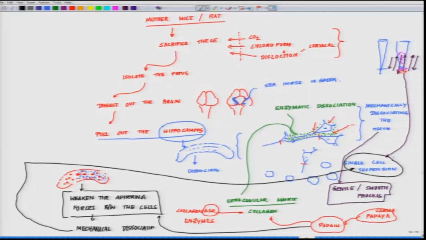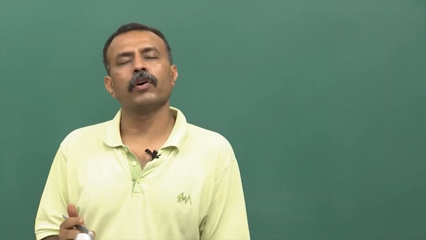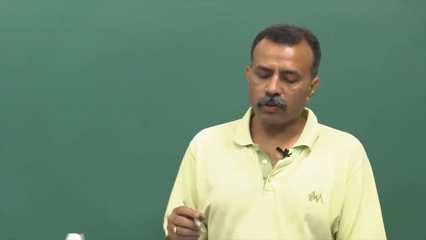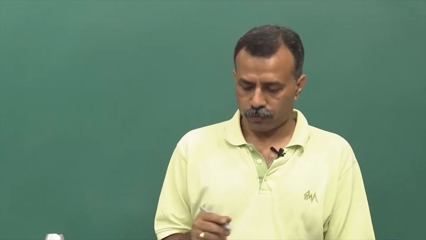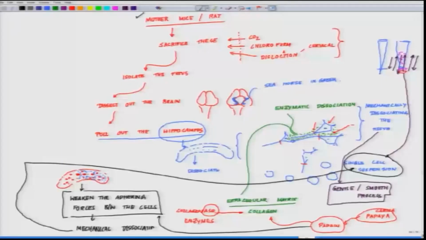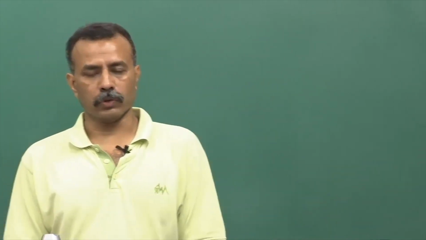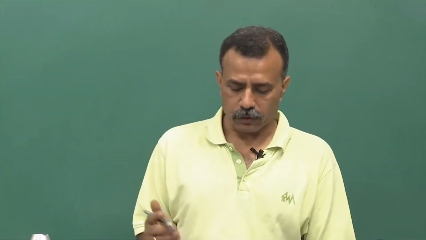But the single cell suspension in this case goes through two processes. You first did a papain processing followed by a mechanical dissociation. But when we talk about the fetal tissue to isolate hippocampus from mother mice or rats, like for the fetus, you really do not need to go through this whole rigor. You really can do it by mechanical dissociation.